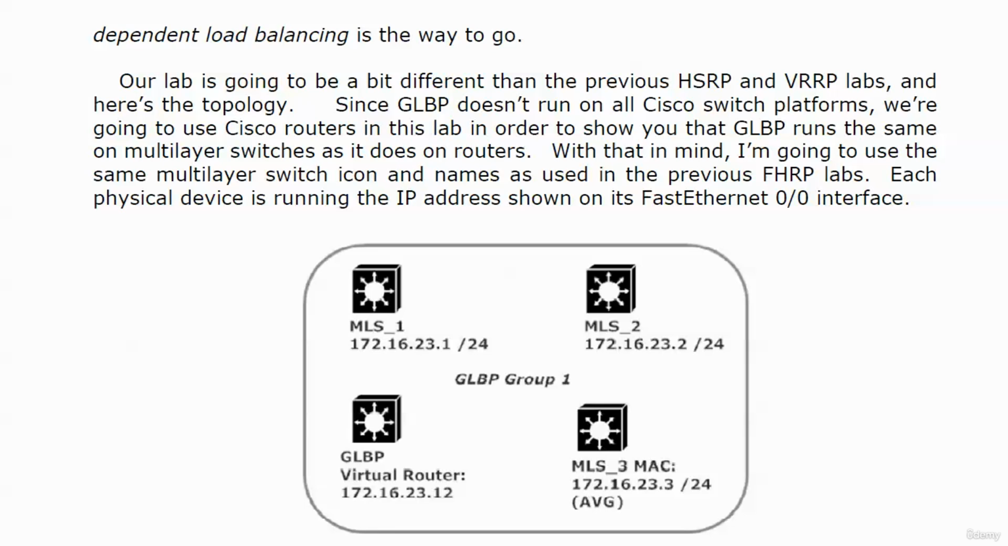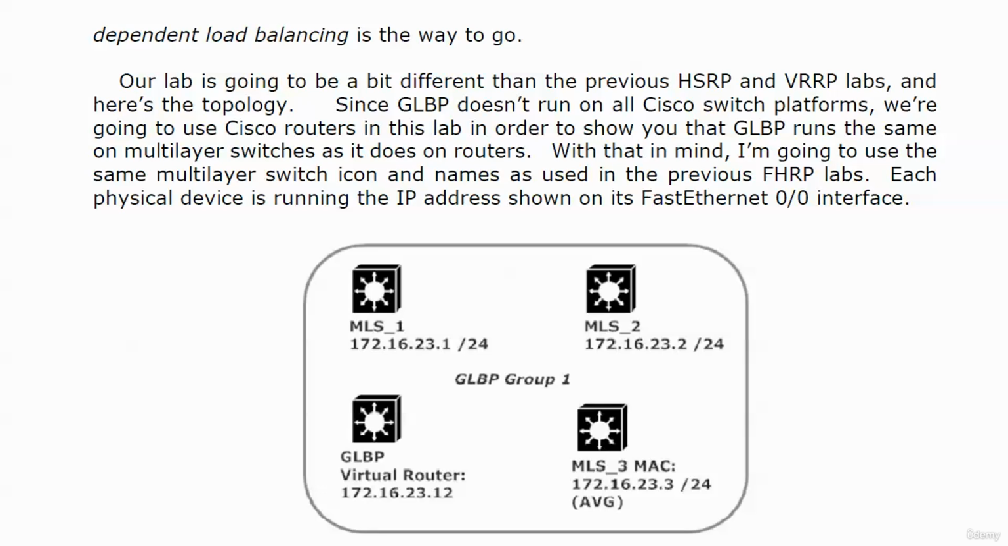Now, our lab, I'm going to go ahead and show this to you now, and we're going to hit the lab at the beginning of the very next video. But it's going to be a little bit different than the previous HSRP and VRRP labs, because here's a hot one for you. GLBP doesn't run on a whole lot of Cisco switch platforms. So what I'm going to do is use Cisco routers in this lab, some new ones we got in that do run GLBP. This is a good way to show you also that it runs the same on multi-layer switches as it does on routers.